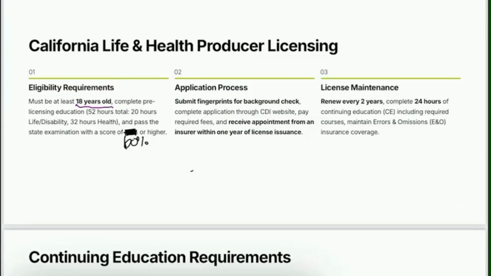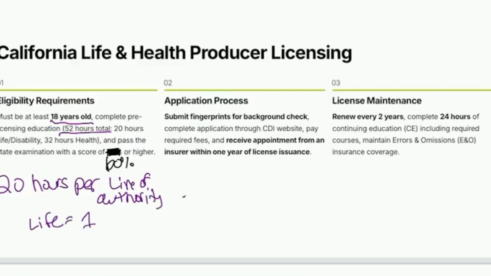But there are pre-licensing requirements in the state of California. Now it says 52 hours total. And you're probably like, what? You said it was 20 hours in the last one. Okay. The way they're coming up for this, it is 20 hours per line of authority. So life equals 1 line of authority. So that is 20 hours. Health and disability, that is 1 line. So that is 20 hours. Okay, but that just equals 40. They are also adding in the 12 hours of ethics.